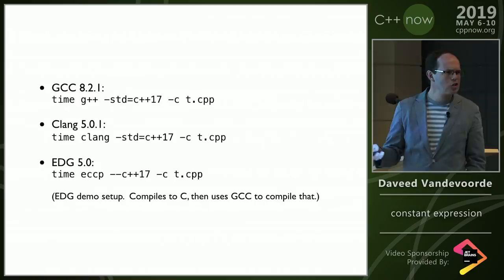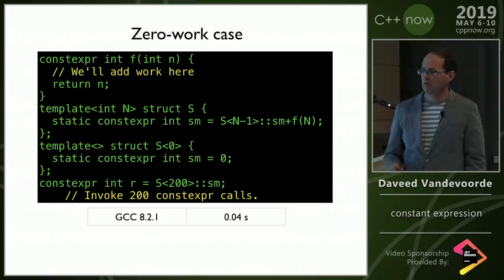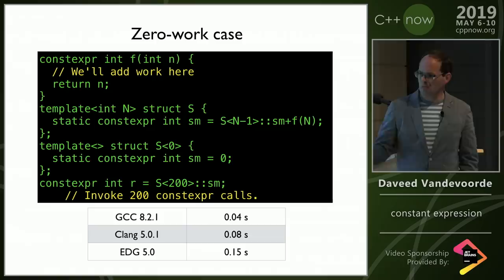OK, so that's a zero work case. How long will it take? GCC, 0.04 seconds on this particular machine, very quick. Clang, comparable. And we're a little slower, but it's not bad, right? So well under a second.